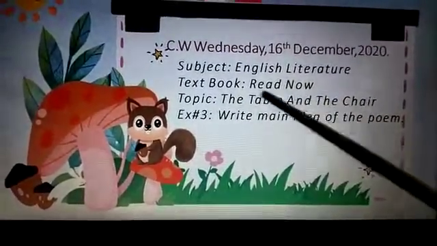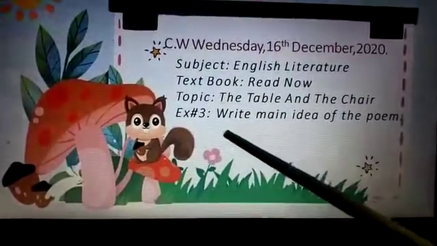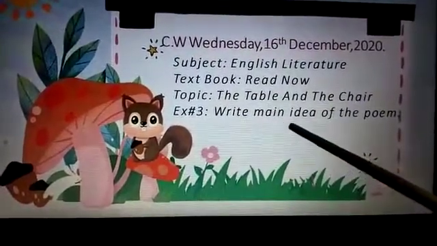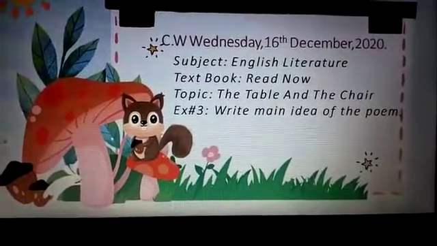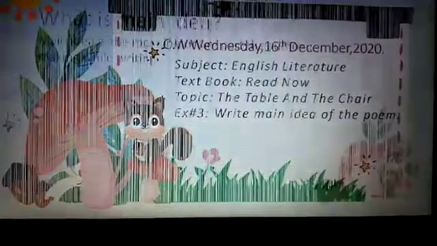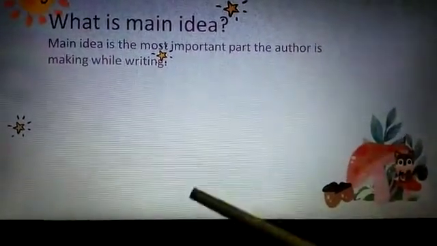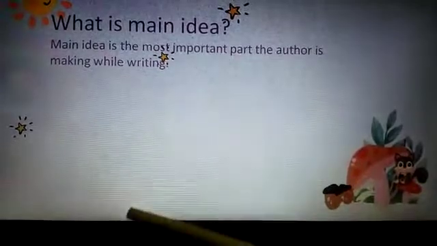Our subject is English Literature, textbook Read Now, topic The Table and the Chair poem, exercise number 3: write the main idea of the poem. Okay, beta, as you know, we have already completed our chapter. So now we are going to discuss what the main idea is. What is the main idea?